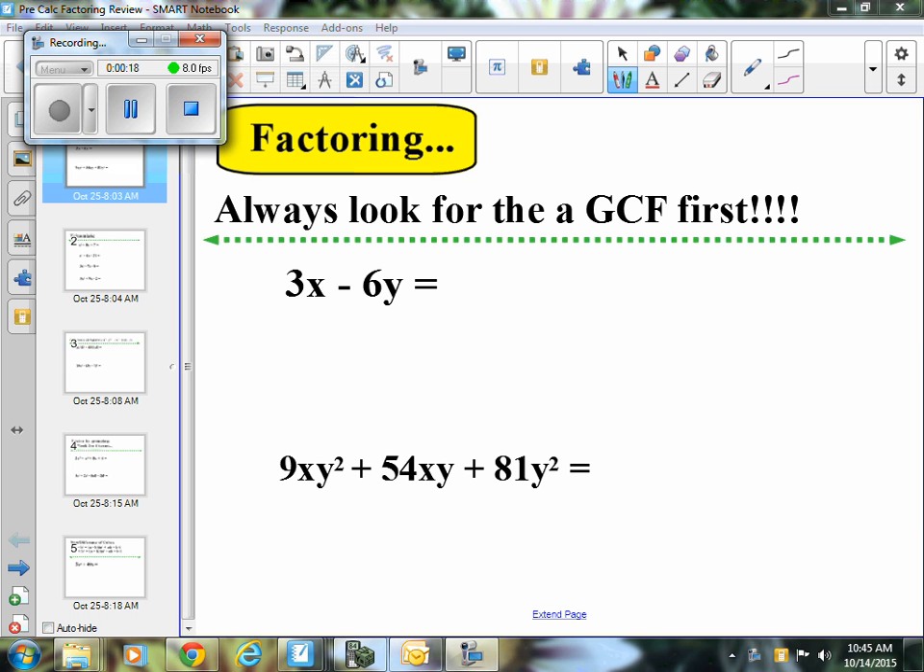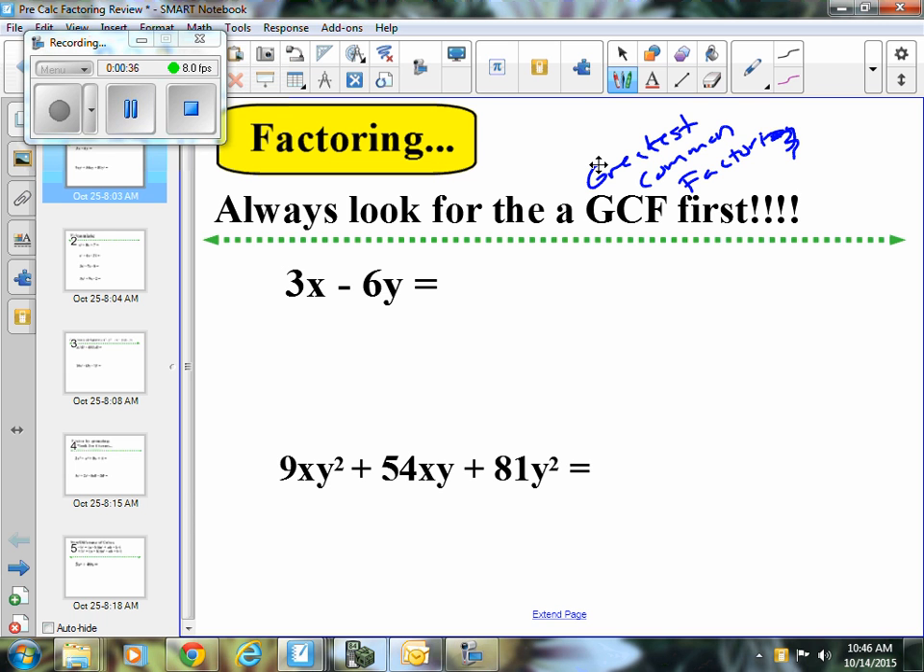So first of all, remember you always look for a GCF first. GCF, remember, is the greatest common factor. So when we're trying to break things down into the things that multiply together, we always have to look for the biggest thing we can pull out first. So factors, remember, are just numbers or expressions that multiply together to get the final product.